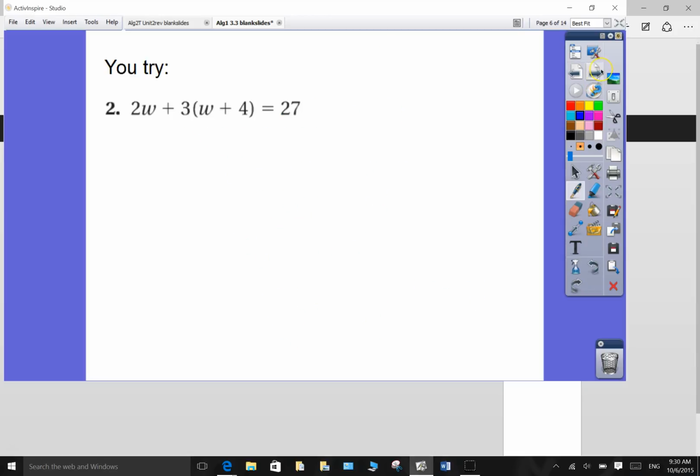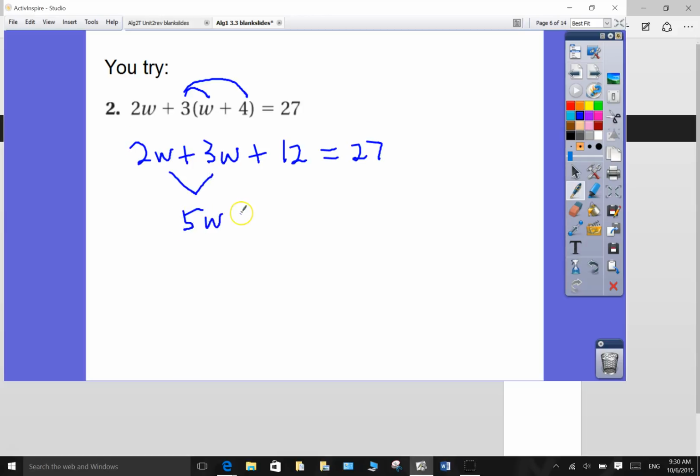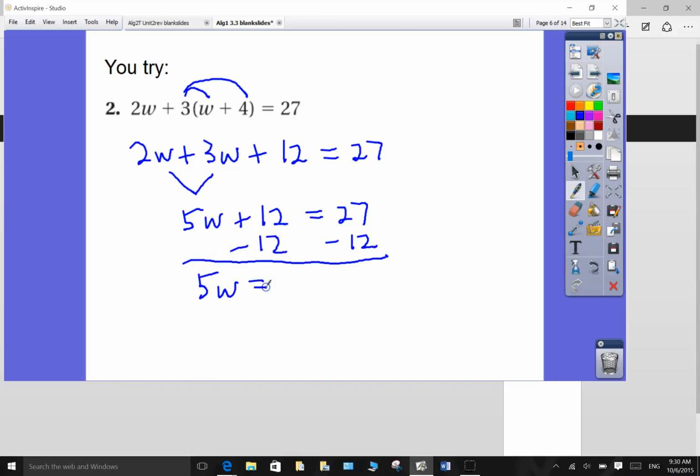So you try this next one. Again, now would be the time to pause the video, hit play when you're done. Distribute. 2w plus 3w plus 12 equals 27. 2w plus 3w is 5w. Subtract 12. 5w equals 15. And last step, divide both sides by 5.